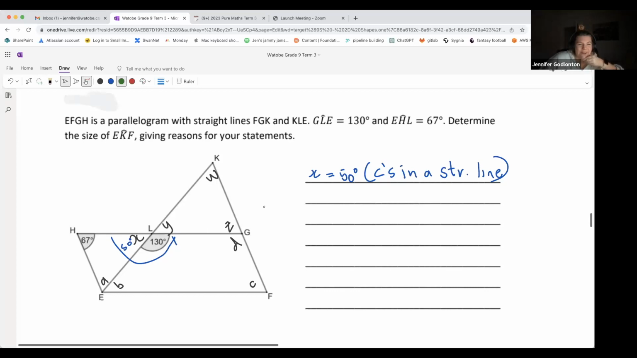Ma'am, we do need it because HE is parallel to KF, so it would be alternate angles equal. Okay, keep on going. So A is going to be equal to 63. Okay, so let's write this equation. A plus 67 plus 50 is equal to 180, sum of angles in a triangle. Yes, ma'am. So A is equal to 63 degrees.